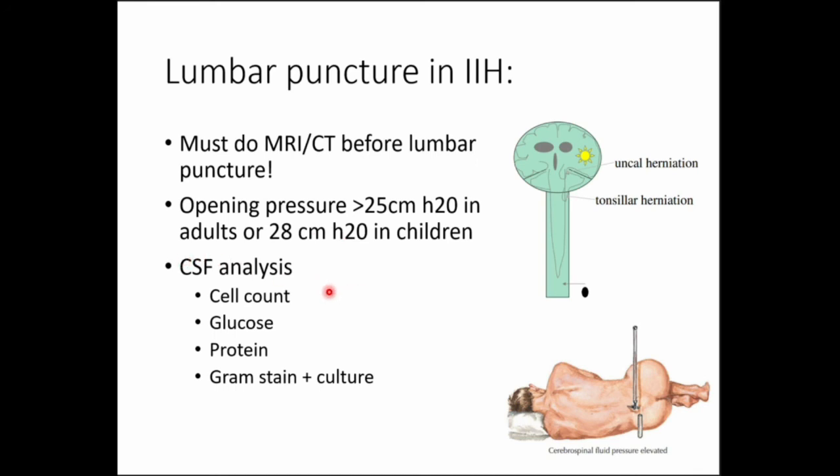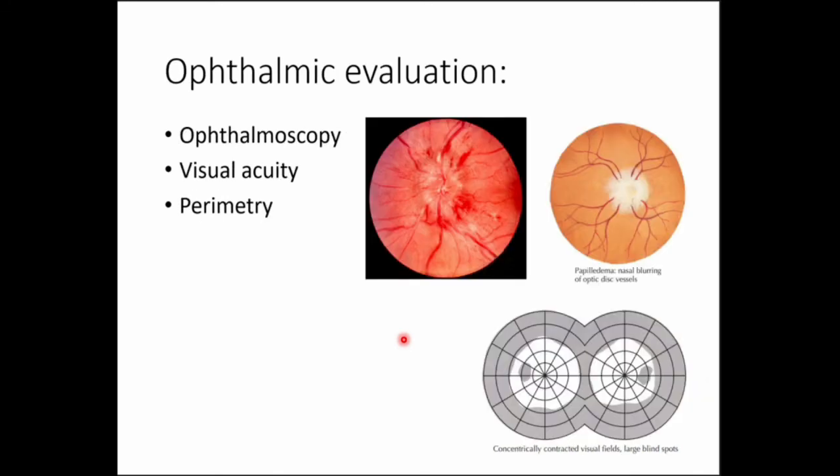This should be negative. However, you'd want to send it off for cell count, glucose, protein, gram staining and culture in order to rule out meningitis. The ophthalmic evaluation consists of ophthalmoscopy, visual acuity, and perimetry. This is done both to diagnose and to monitor the progression of the disease, as ophthalmoscopy showing papilledema, along with the clinical symptoms and signs, would be diagnostic for idiopathic intracranial hypertension.